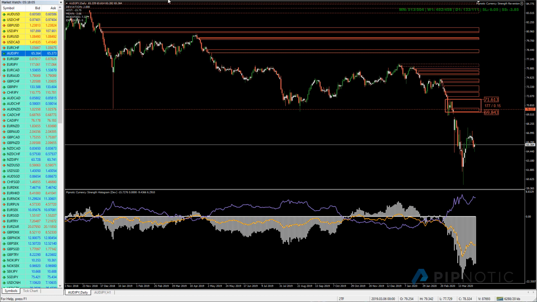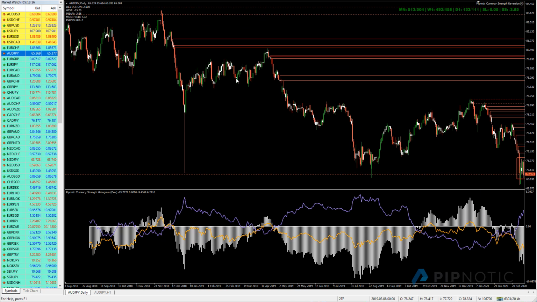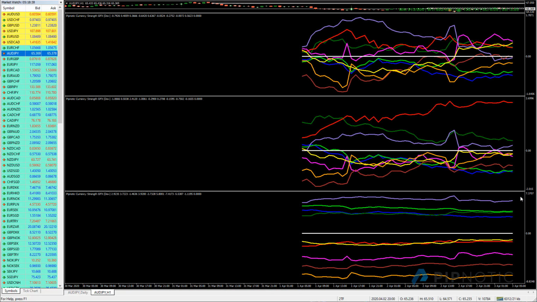But notice here as well that again we have extreme negative readings. The mean of the histogram is a pretty big minus number. You can see the histogram is below the zero line the majority of the time. So that's showing us we have the major flows moving to the Japanese yen and out of the Australian dollar, and we can see this very clearly here: Japanese yen, Australian dollar.